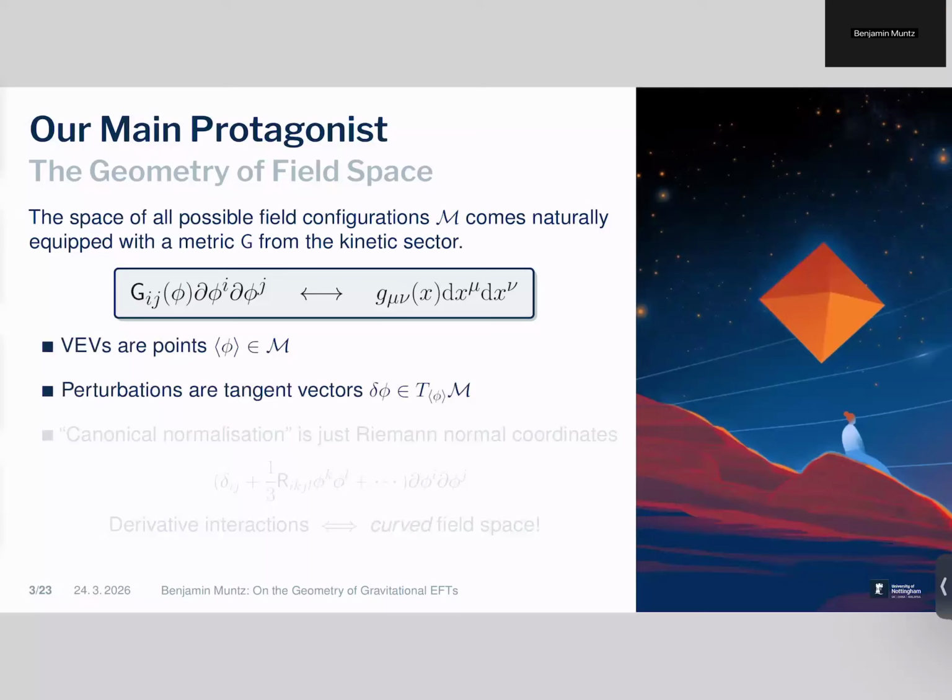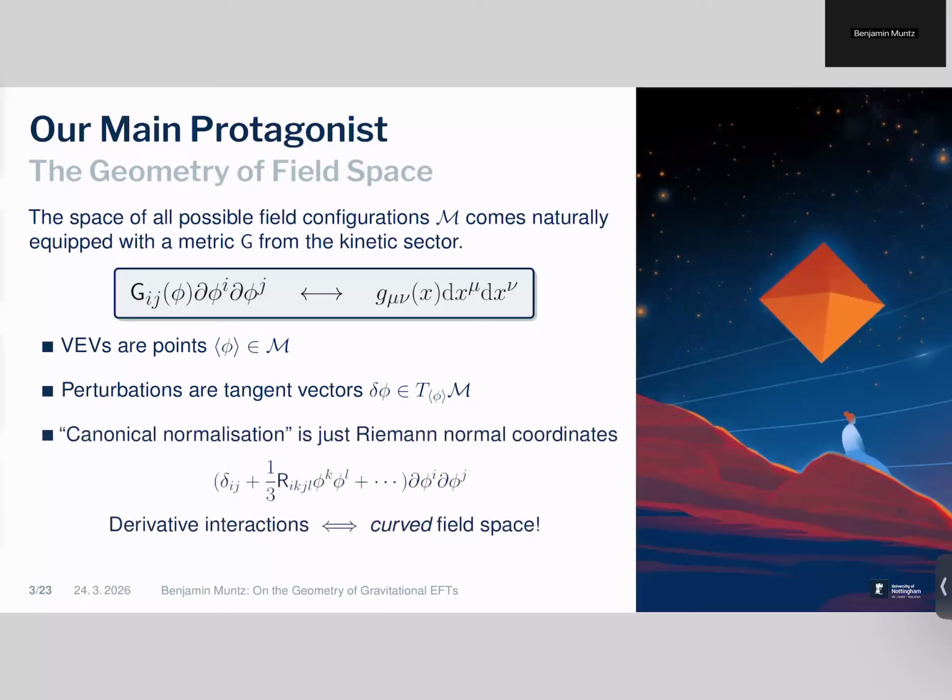So heuristically, we can say that the fields are like points in this manifold, and perturbations are like the tangent vectors. But we can also say something slightly more interesting at first glance: if we want to do something like canonical normalization, to leading order we just normalize the fields, and what this does is really go to Riemann normal coordinates. So we can say something interesting, namely that if we have derivative interactions in this theory, then it's really an indicator that the field space is curved.